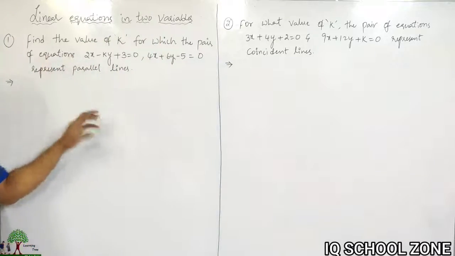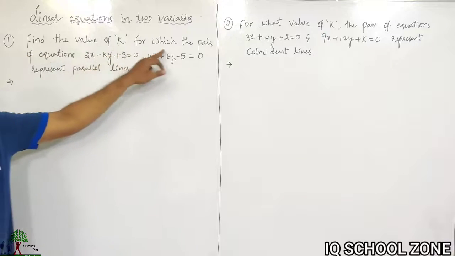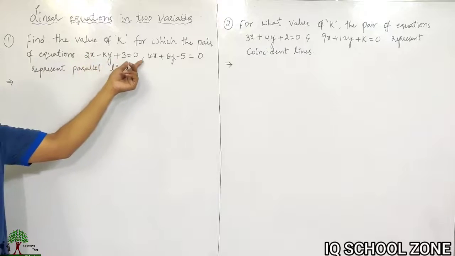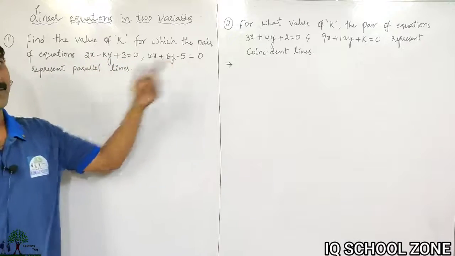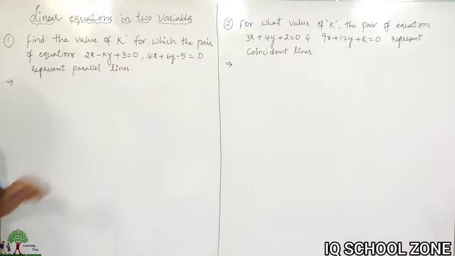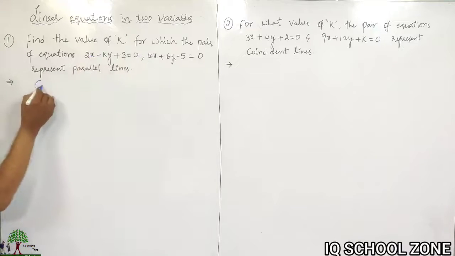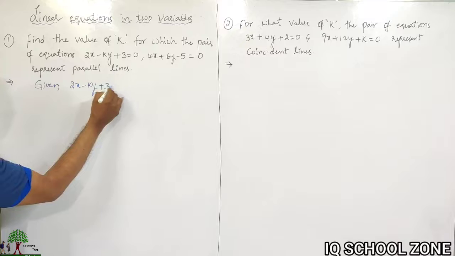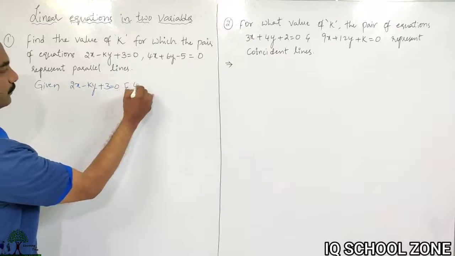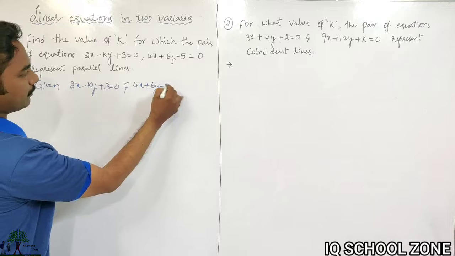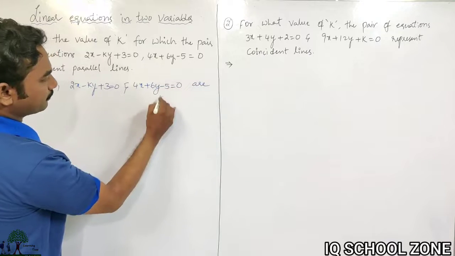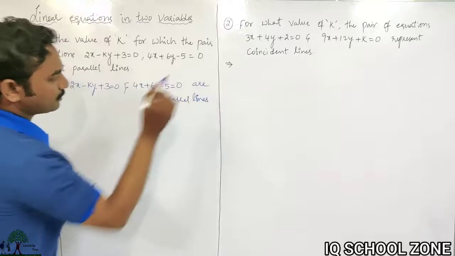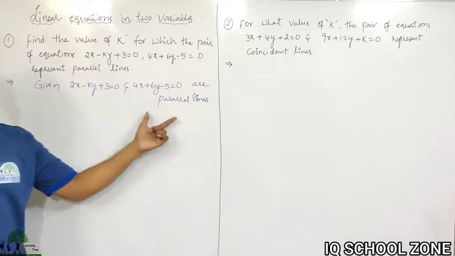So the first problem here is: find the value of k for which the pair of equations 2x minus ky plus 3 is equal to 0, and 4x plus 6y minus 5 is equal to 0 represent parallel lines. So these two are parallel lines, given in the question.